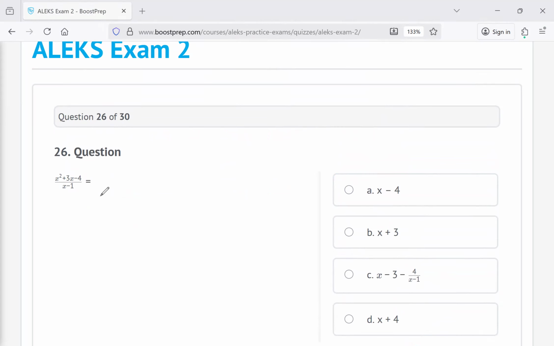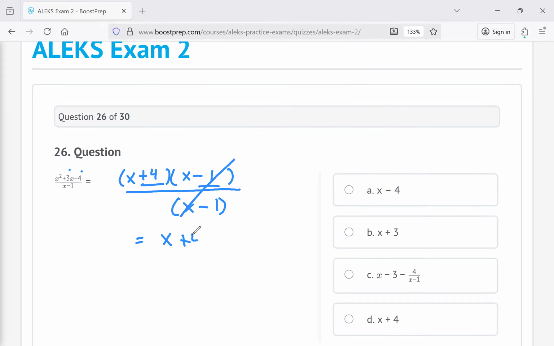Question 26. We have x squared plus 3x minus 4, over x minus 1. So what you want to do is just factor the numerator, which factors out nicely, as x, blank space. What two numbers multiply to negative 4 and add to give you 3? 4 and 1. I'm going to use positive 4 and negative 1. And then it's all over x minus 1. And as you can see, the x minus 1 cancels, so you're left with x plus 4. D.